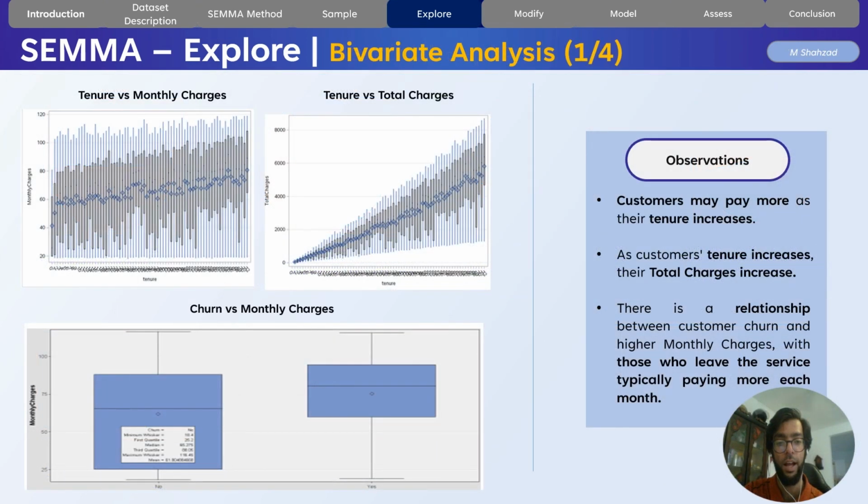Hello, I'm Mohammed Sharafiq, and I'm going to tell you about the bivariate analysis and the clustering part of our project. From our analysis, we found that customers who have been with the company for a longer period of time tend to have higher monthly charges, and those people also have higher total charges. We also found that people who have higher monthly charges tend to churn more often.